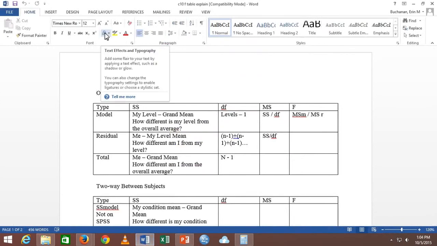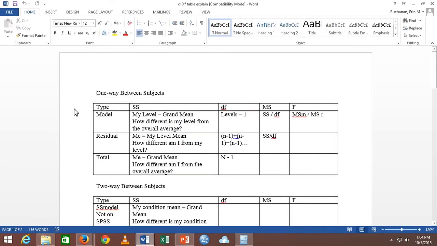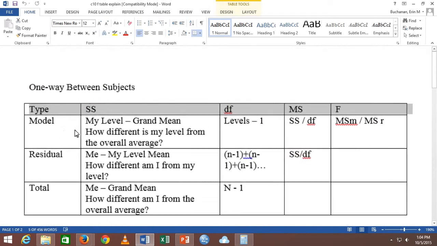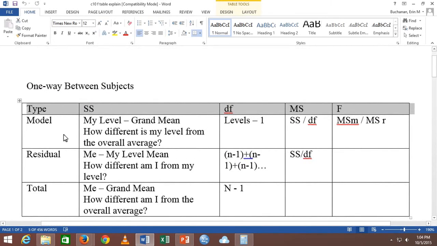And what I really want you to get out of all that math and numbers is this basic idea. Stop. Hold this up. So model is how different are the groups. Residual is how different are the people within their own little groups. And total is how much variance do I have to work with overall. So people minus the grand mean. And then the point of the F ratio is model variance to residual variance, controlling for the number of things that went into it. And so that's what the degrees of freedom come in.